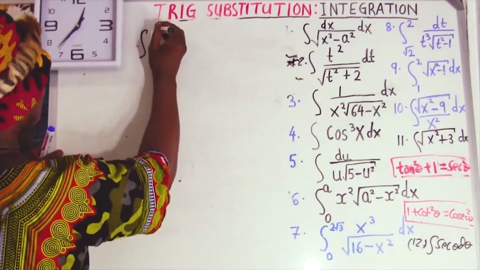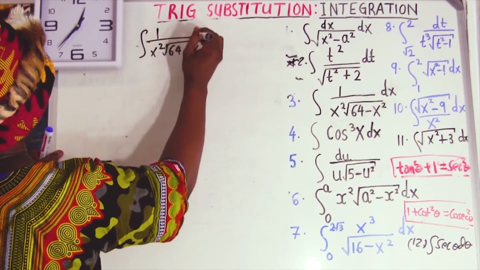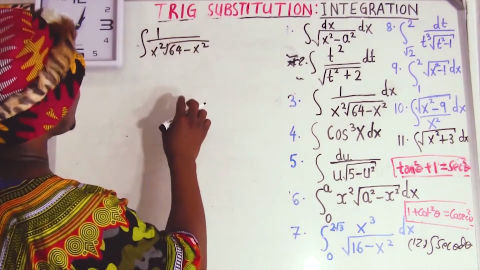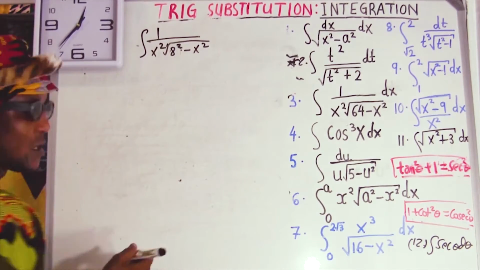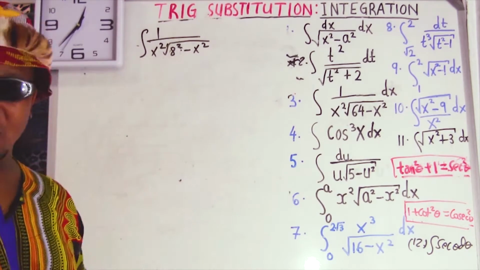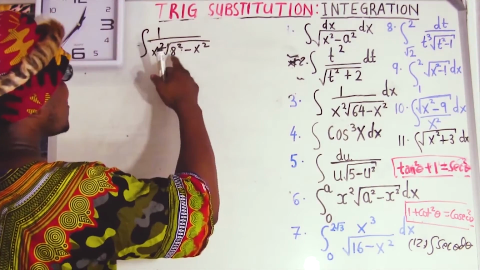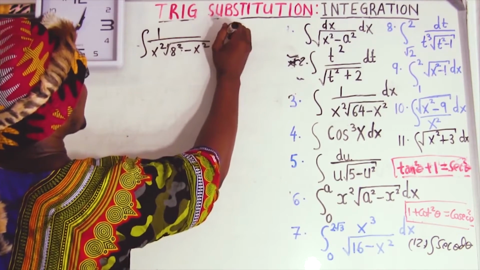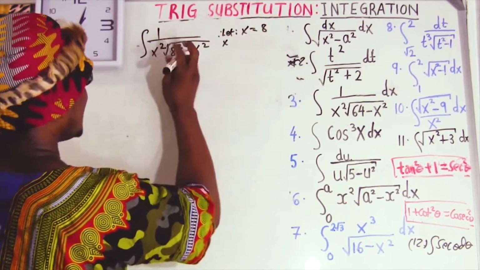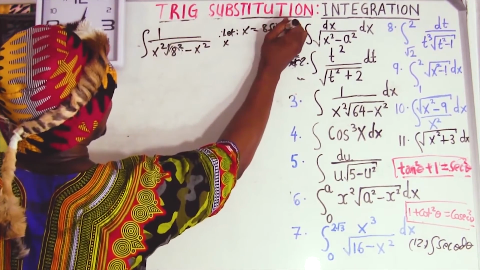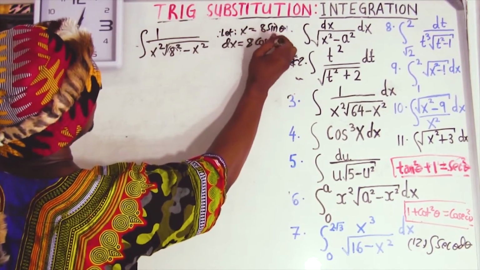Question number 3, they give you the integral of 1 over x squared times 64 minus x squared. So what is 64? 64 means 8 squared. Now which one are we going to let? This is going to be sine, because it's a number minus x squared, just like when we started. So I'm going to say let x equal to 8 sine theta. Differentiate: dx equals 8 cos theta d theta.